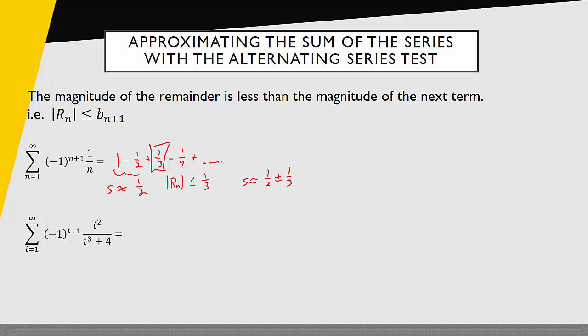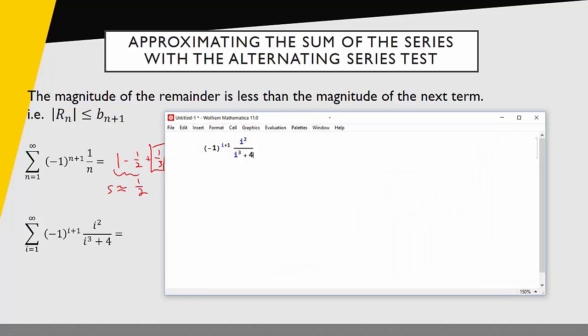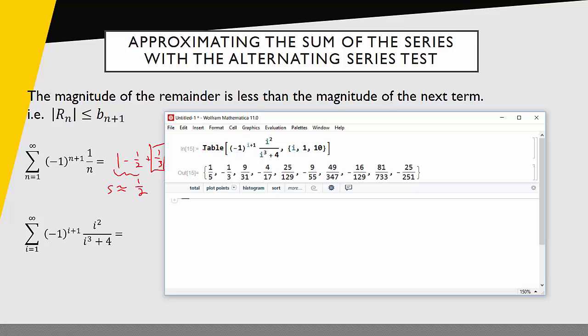Let's explore the next one using Mathematica. So here I have a Mathematica notebook open, and I have the argument for this series typed in. Now if I use the table command, and I let those values of i go from 1 up to some other number, 10 for instance, this will generate the terms of that series. So I can see the first one be 1/5, the next one be negative 1/3, so on and so forth.